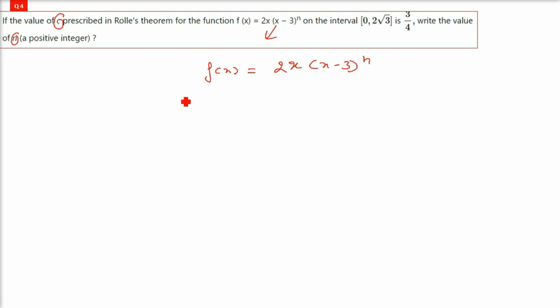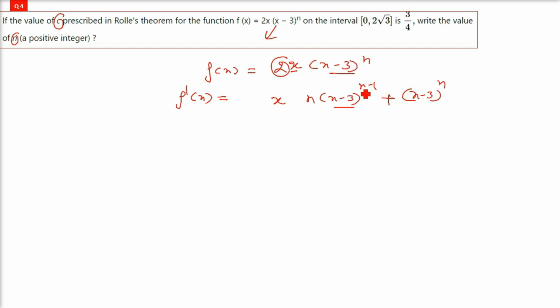So f(x) is 2 into (x minus 3) to the power n. I am taking the differentiation first, f dash x, and 2 you can take out. We can use the product rule for x and (x minus 3) raise n. x is one function, (x minus 3) raise n is another function. So x, I am differentiating (x minus 3) to the power n, which gives n (x minus 3) to the power n minus 1. Then we have this (x minus 3) to the power n, and differentiation of x will be 1, and 2 is already there.